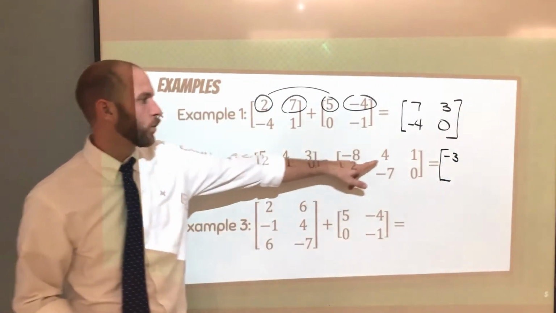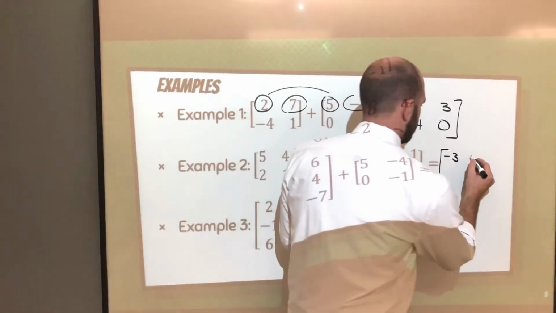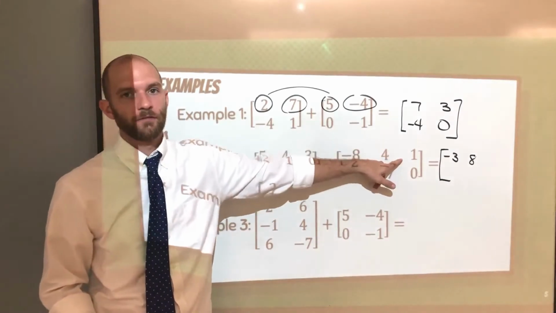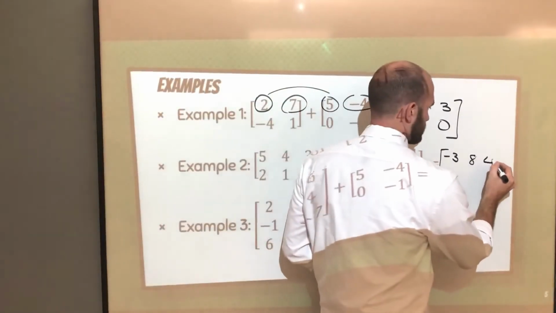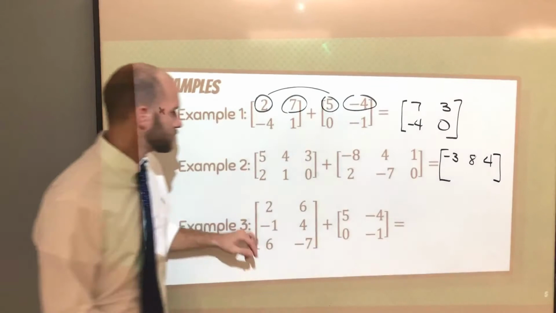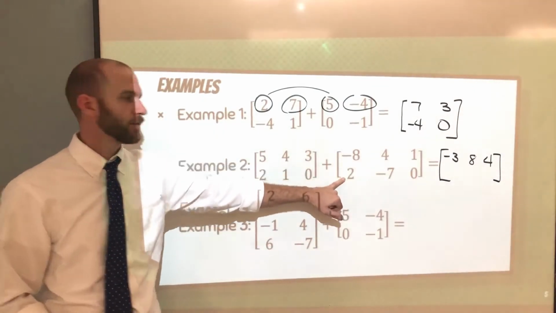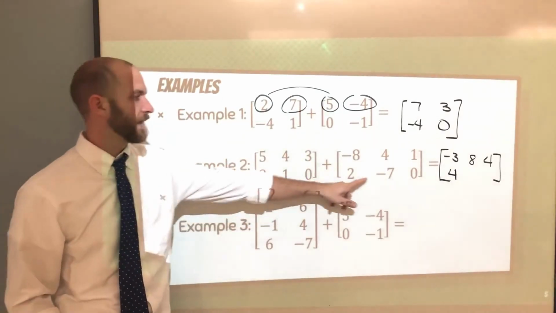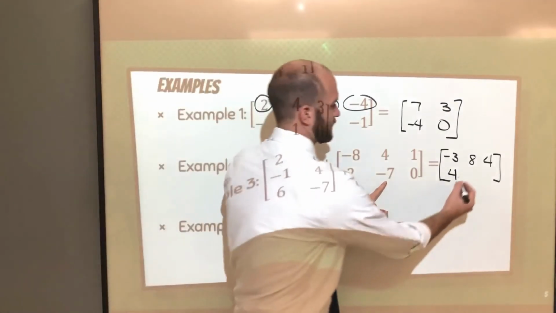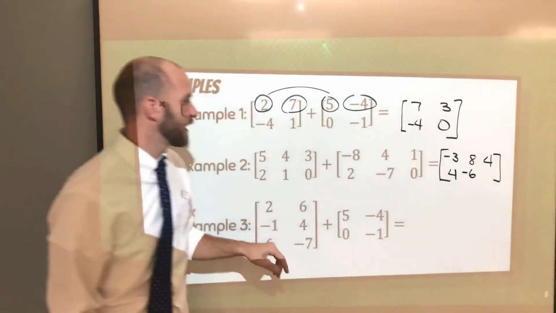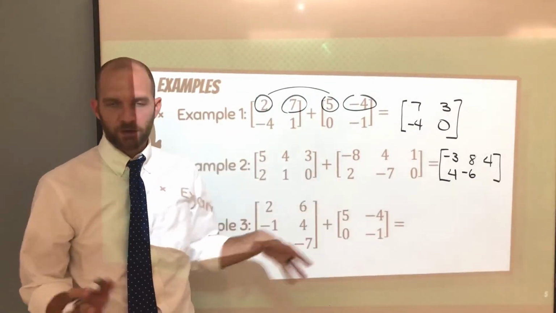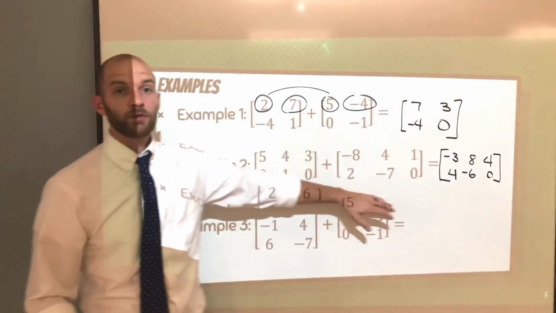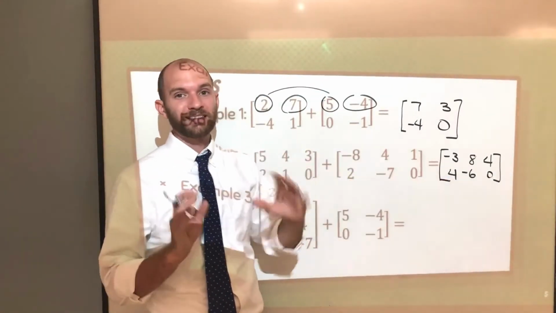4 plus 4 would give us 8. And 3 plus 1 would give us 4. 2 plus 2 gives us 4. 1 plus a -7 gives us -6. And last but not least, 0 plus 0, we know that's just 0. So we have added these two matrices together, and we created another matrix with the exact same dimensions there.